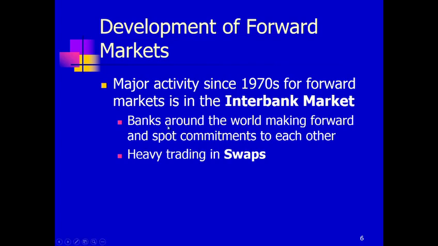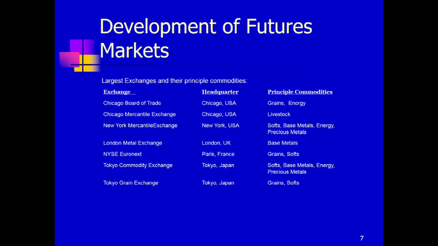There's also heavy trading in swaps, currency swaps as well. This, of course, has led to, when we talk about futures contracts and forward contracts, nowadays most of them being financial futures, not commodity futures. So before the 1970s, commodity futures would be the largest type of futures contract that were traded, but nowadays it's financial.